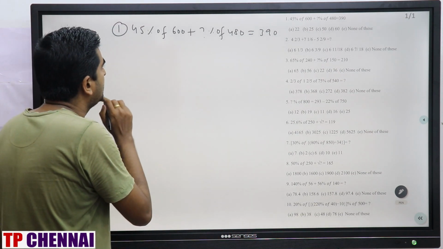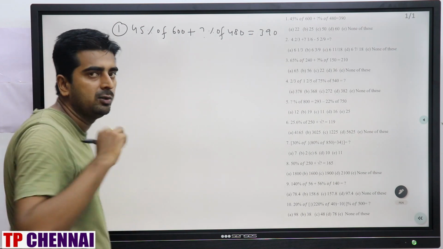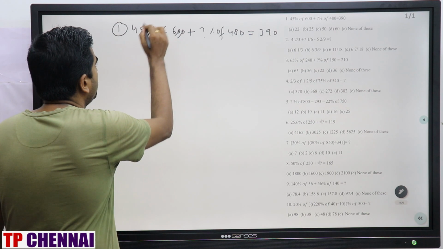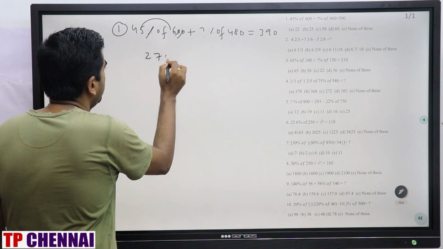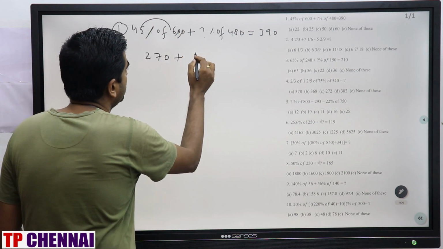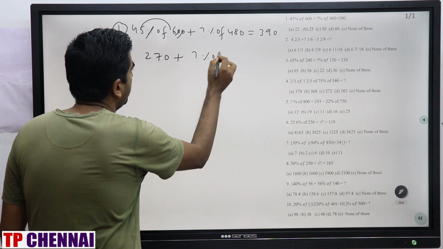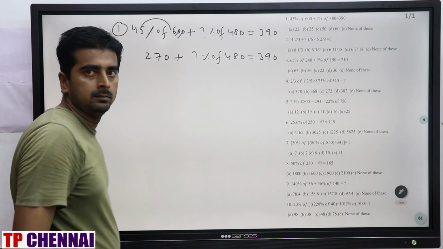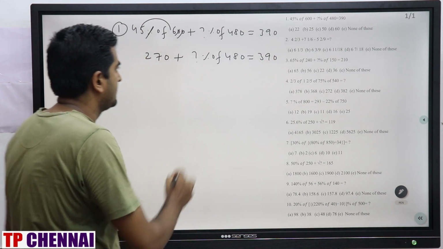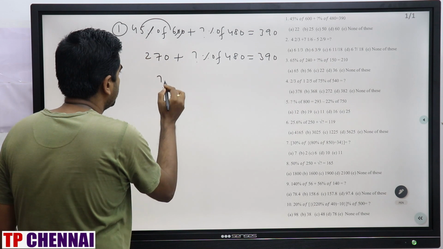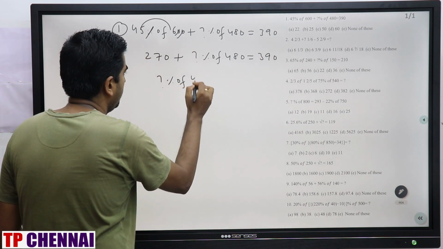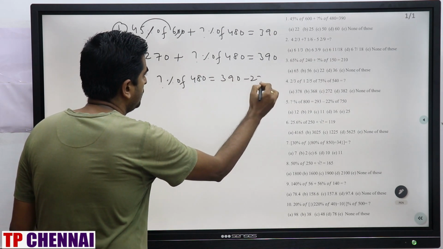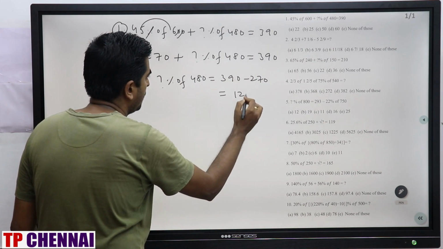So 45% of 600 is nothing but 45 by 100 into 600, which is 45 into 6, as percent and double zero will go. What is 45 into 6? 270. Plus question mark percent of 480 is equal to 390. 270 will go into RHS: 390 minus 270. So question mark percent of 480 is equal to 390 minus 270, which is 120.